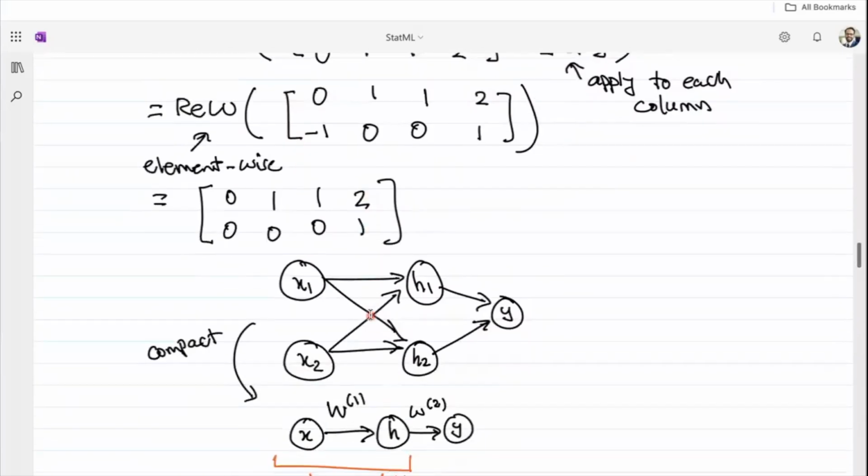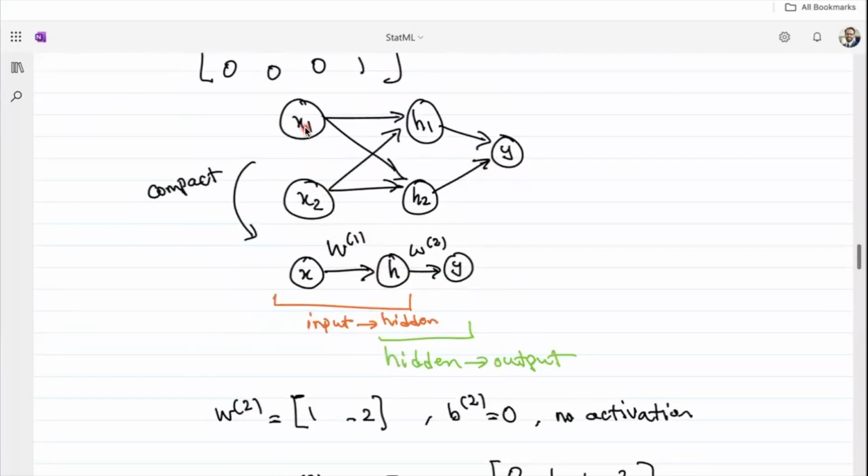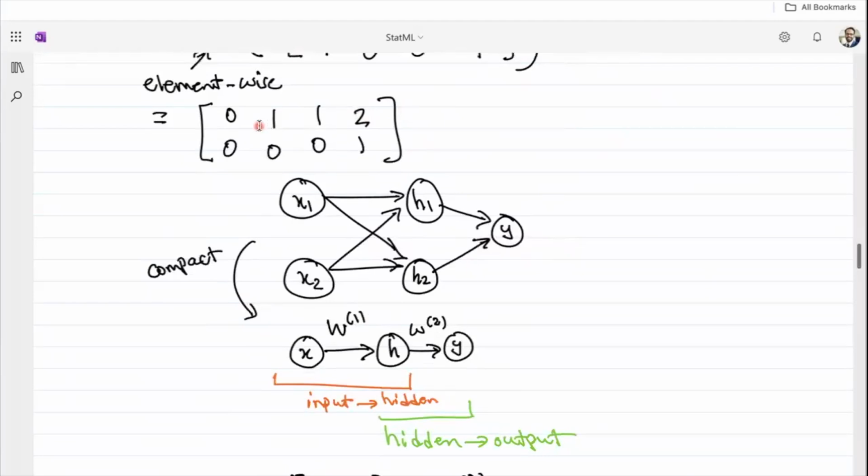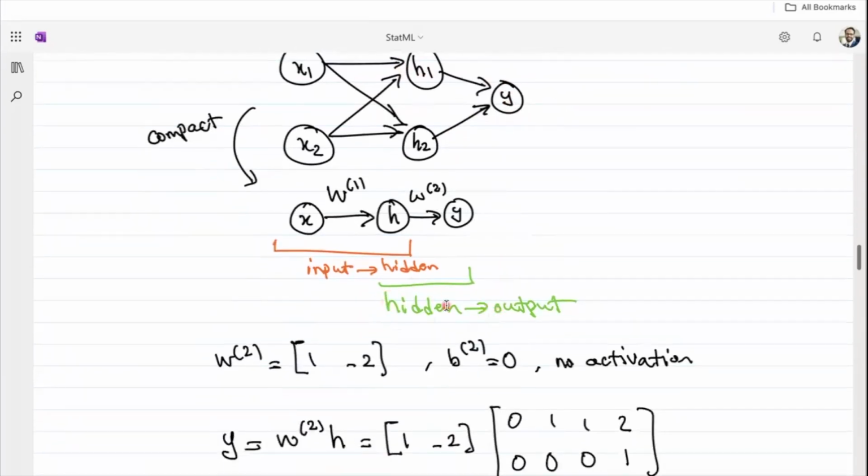So let's just recap what happened. We have these inputs that are two-dimensional, and now we map them into the hidden layer. So now we have these 4 data points because we have 4 columns. This is the representation of the first data point, second, third, and fourth. And now we pass this through the last part, which is going from the hidden layer to the output layer.